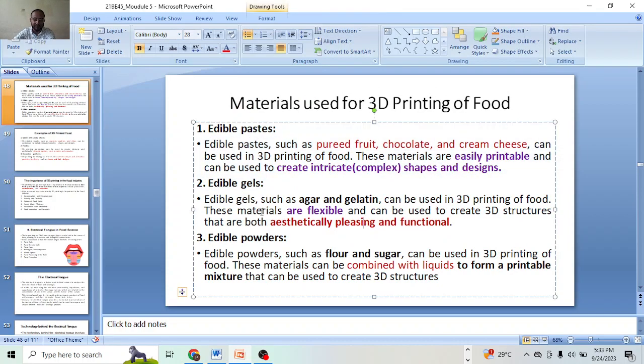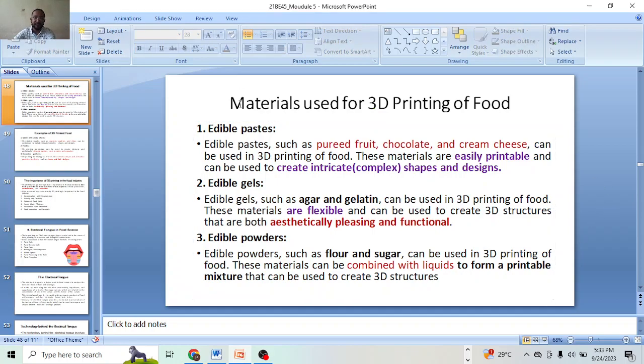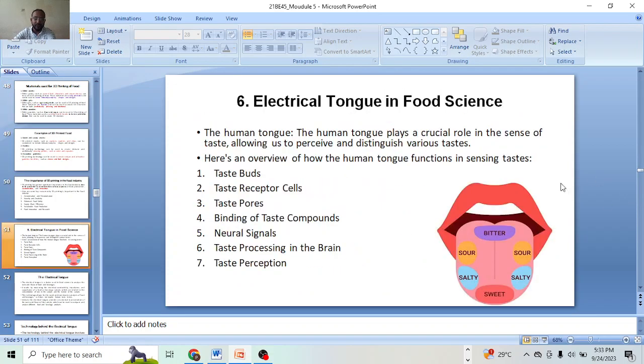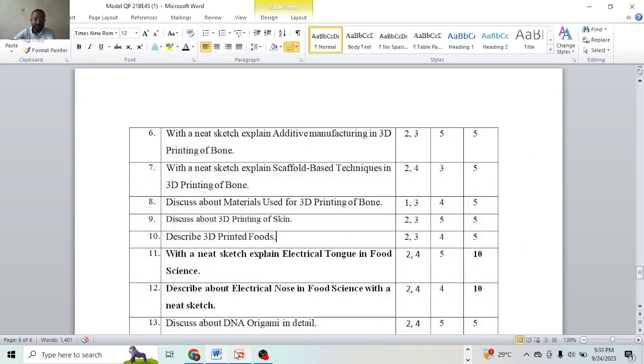What is edible paste, edible gels, how it is used, edible powders, how it is used. Or they can simply ask materials used for 3D printing for 5 marks, examples like that. Frame your answers according to the questions. That's it, as simple as that.